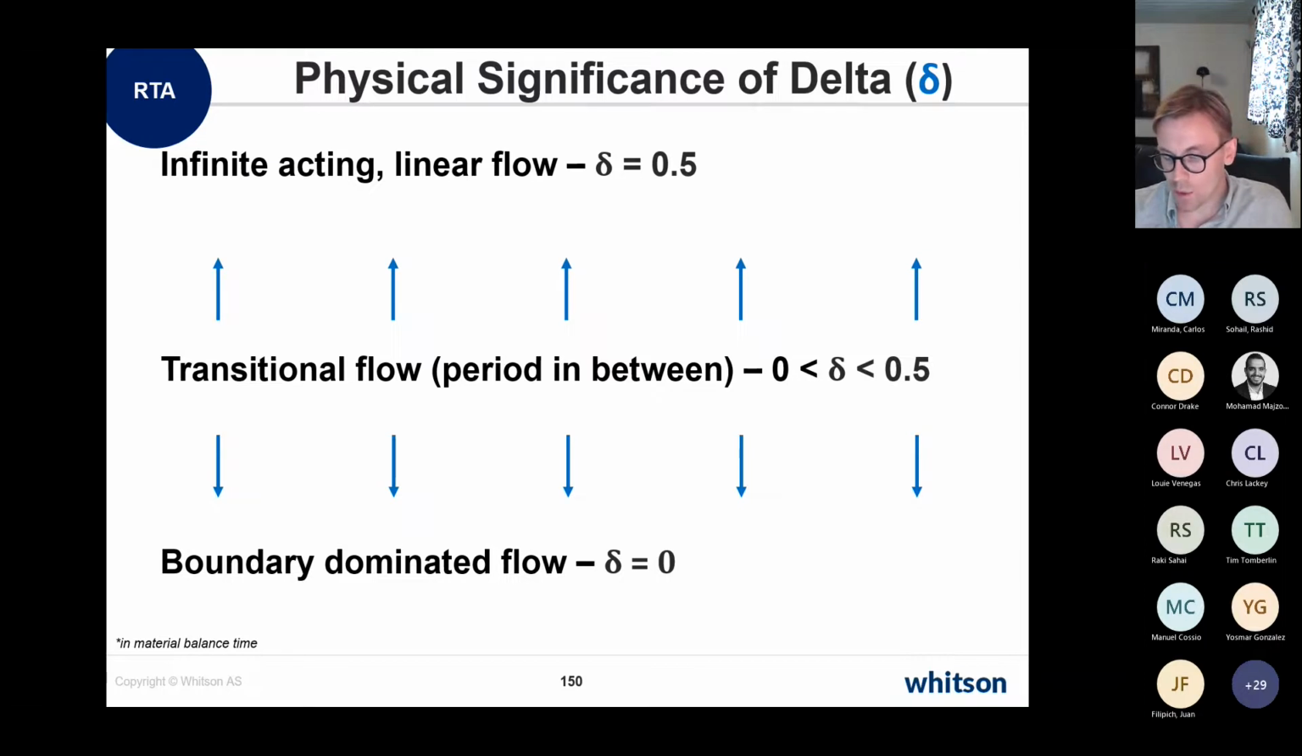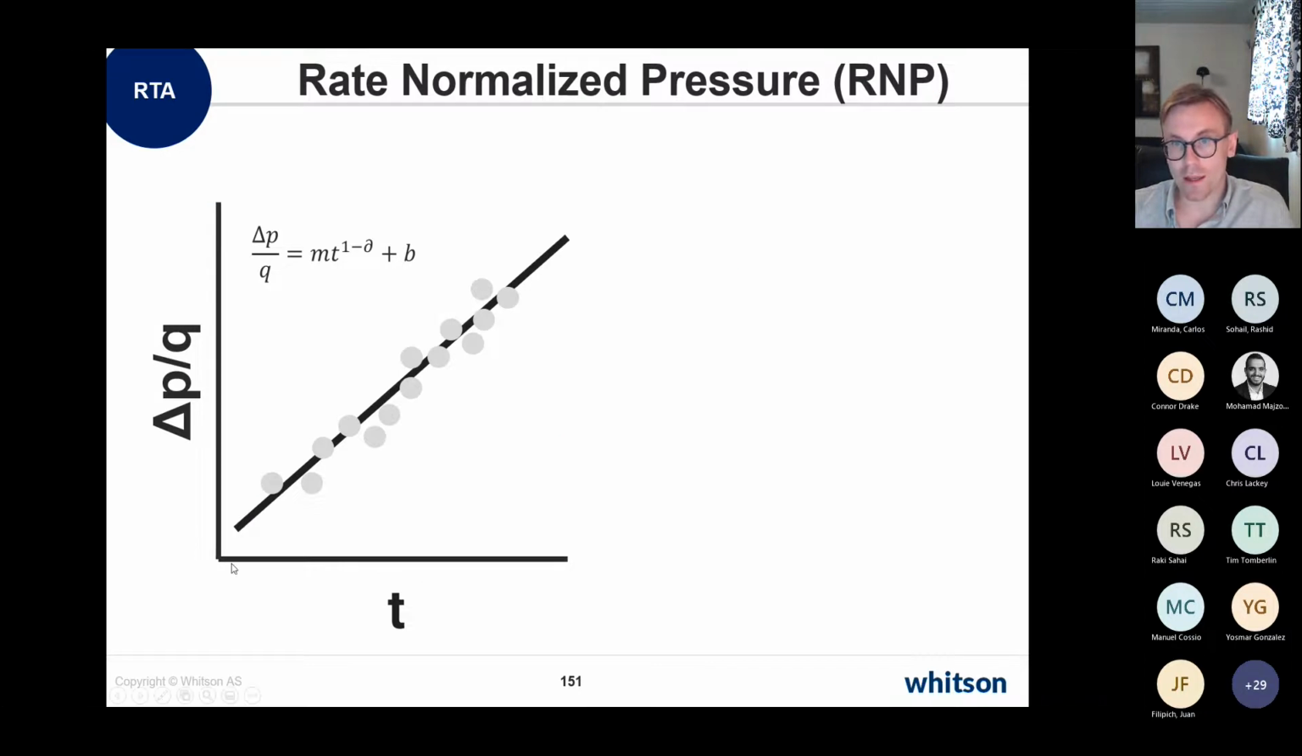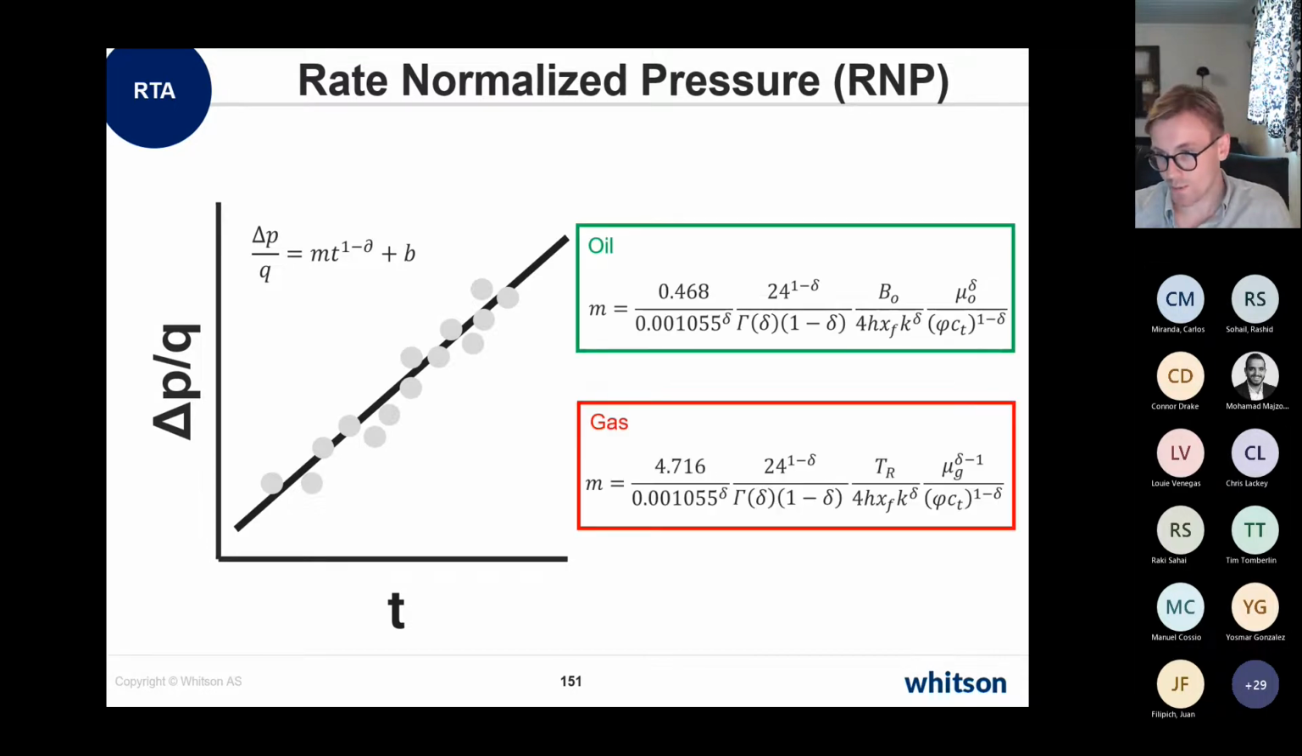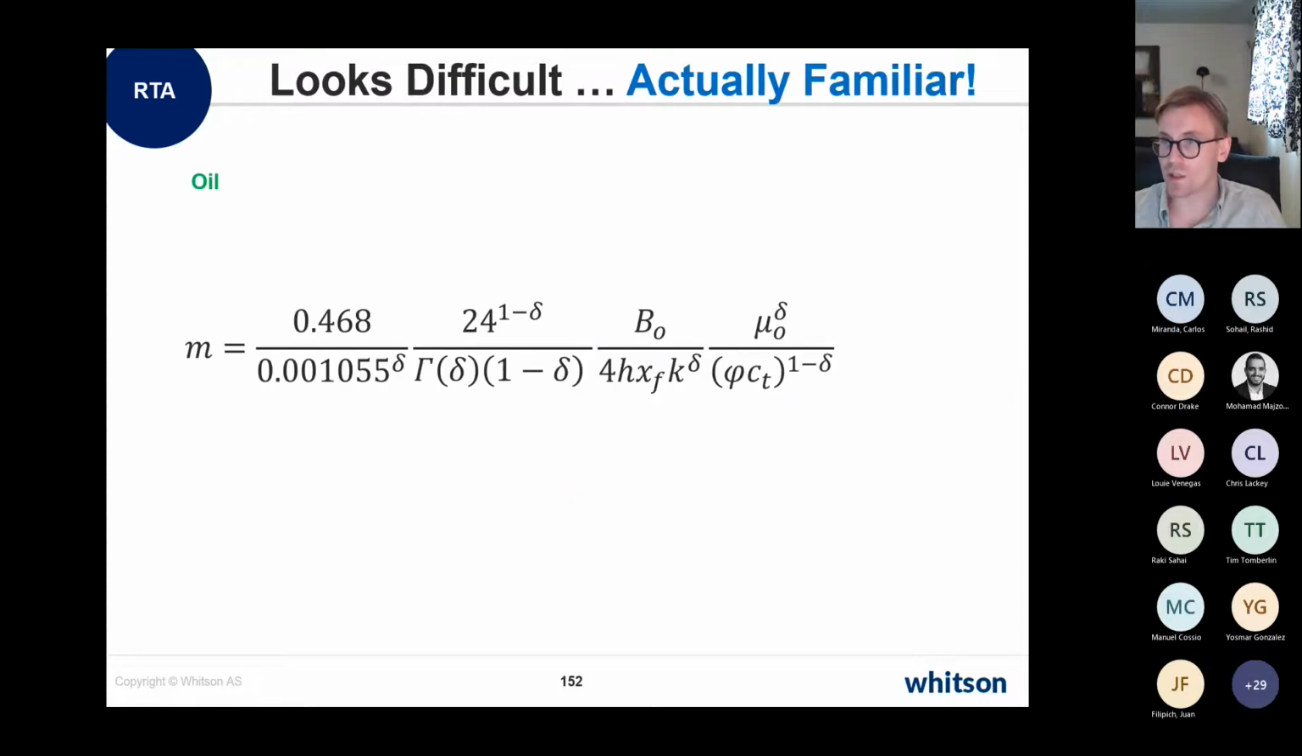What we didn't go into that much detail earlier is this particular plot and this equation right here. Just as with the analytical RTA work that we've done in the past and showed earlier today, there is an analytical equation for this power law relationship. And just as with the linear flow example, it's one equation for oil and one equation for gas. These equations look very difficult, but if we break it down, it's actually familiar stuff.